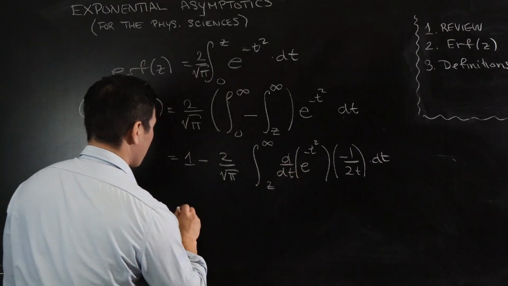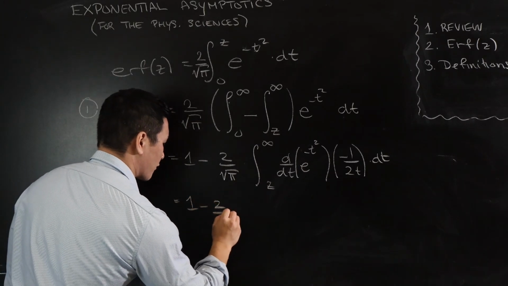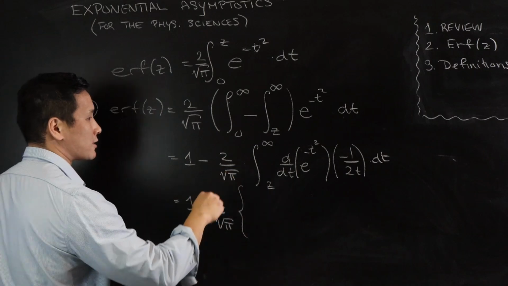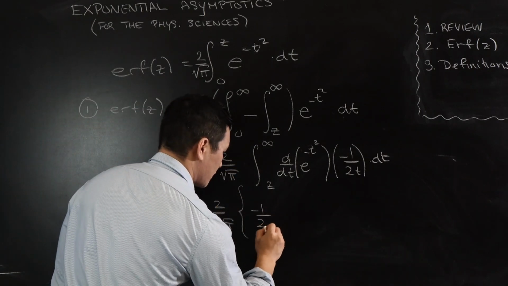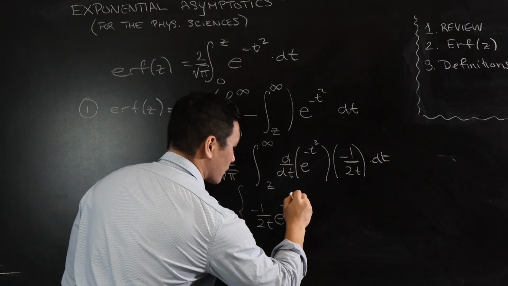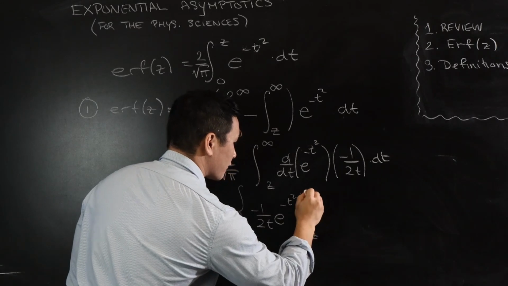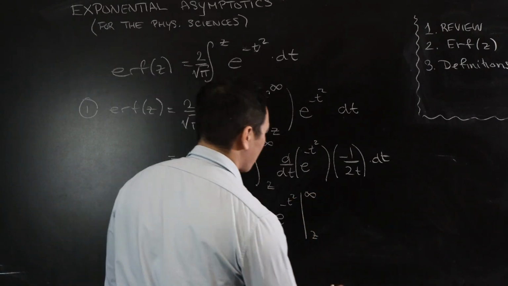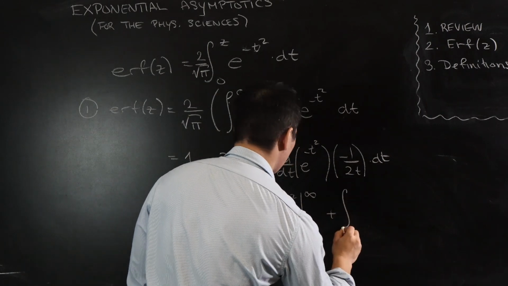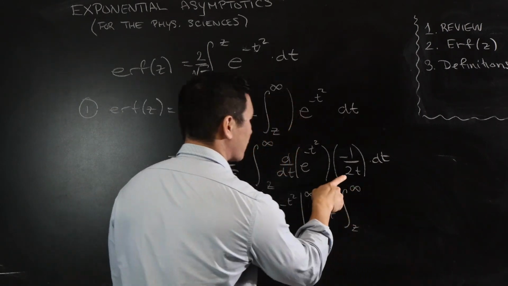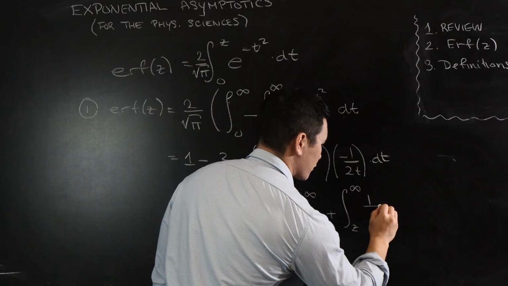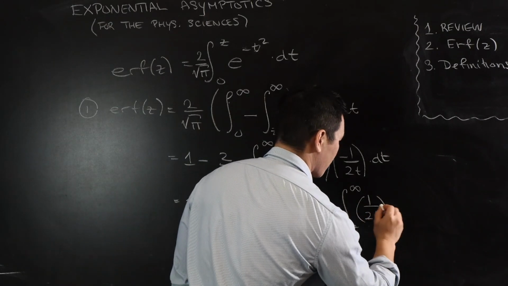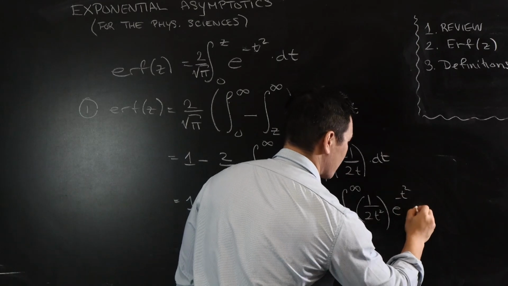So basically, you're going to get 1 minus 2 over root pi, and then in brackets, u times v, so that's minus 1 over 2t. That's e to the minus t squared from z to infinity. And then I think it's a plus z to infinity. You need the derivative of that one there, so that's 1 over 2t squared. And then again, e to the minus t squared dt.